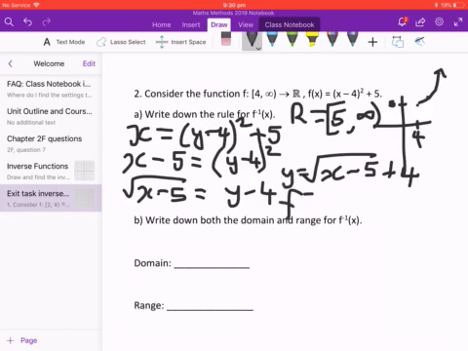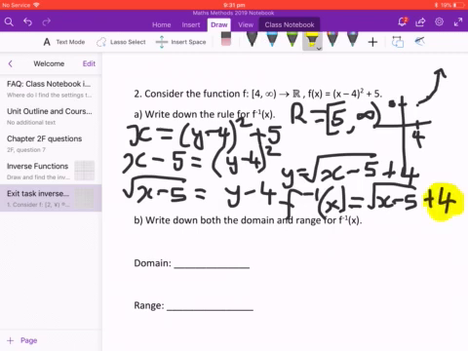So f inverse of x is the square root of x minus 5, plus 4. Perfect. Okay, so now we're going to write down the domain and range of this function. What you can tell me about this function is that it's a square root function that has been translated across 4 units.